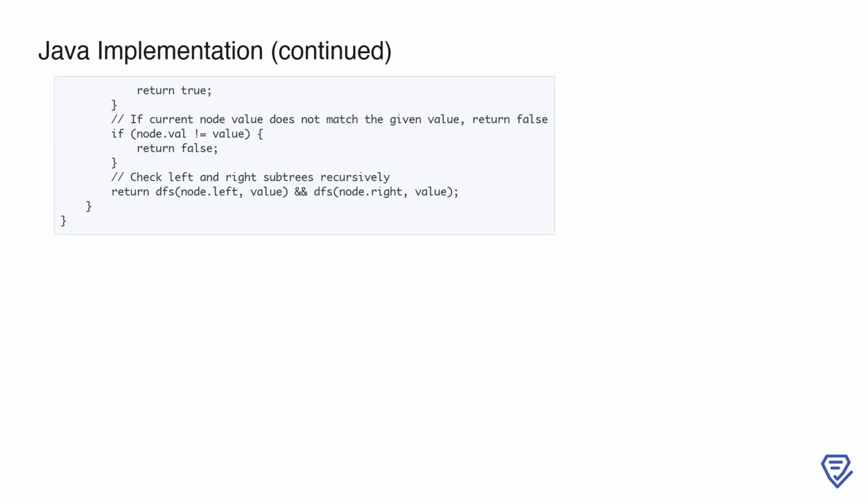The results of these recursive calls are combined using a logical AND operator, so the method only returns true if both subtrees are univalued and match the reference value. This completes the depth-first traversal and ensures the tree is evaluated for the univalued property.